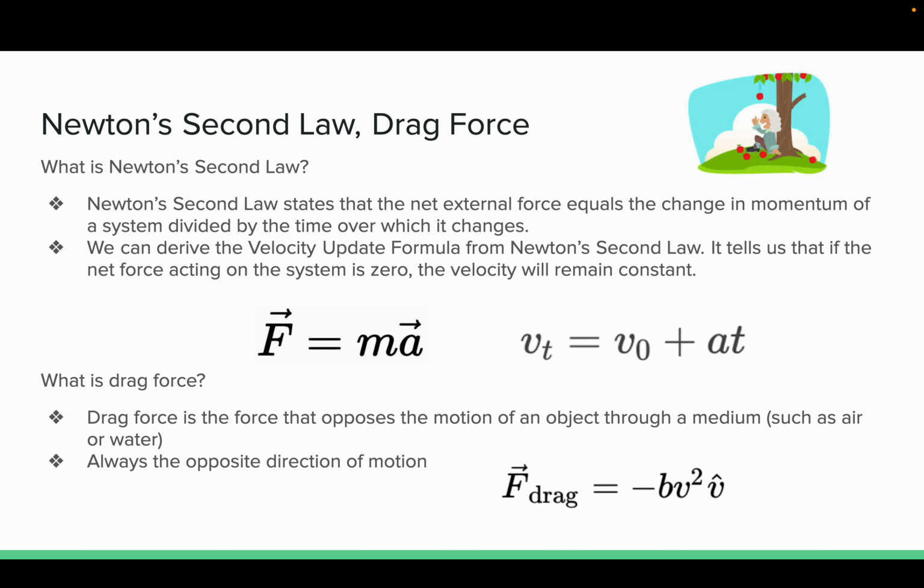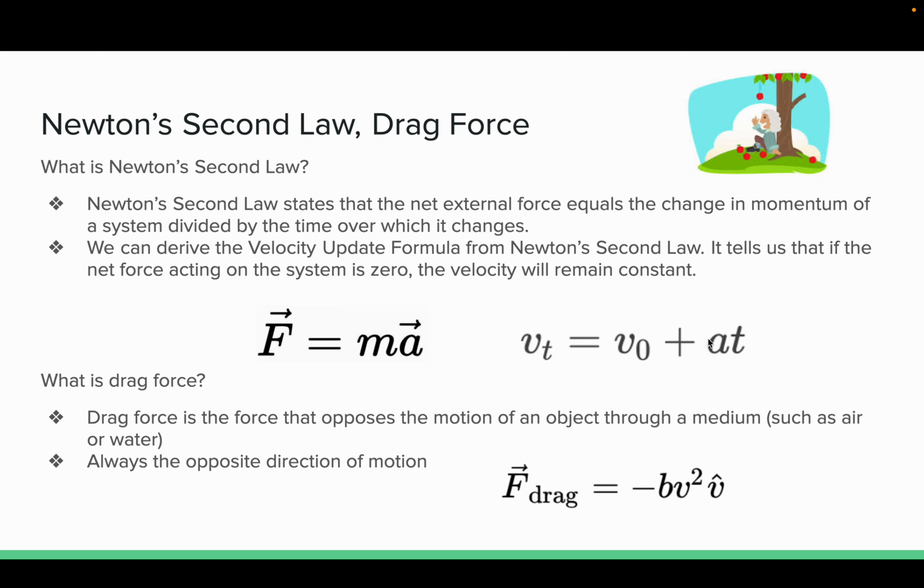What is Newton's second law? It states that the net external force equals the change in momentum of a system divided by the time over which it changes. So that's demonstrated by this formula, and then from that we can also derive this formula, the velocity update formula from it.